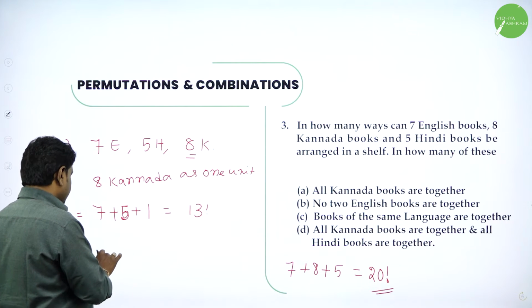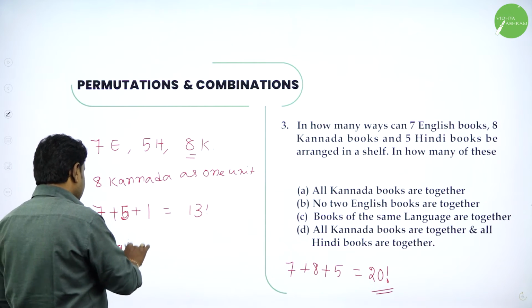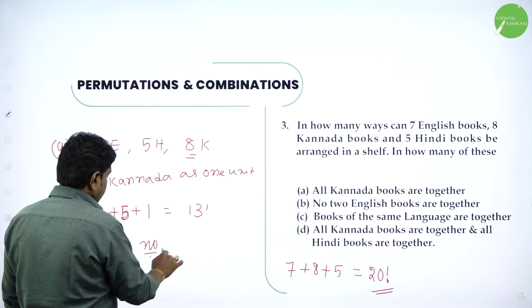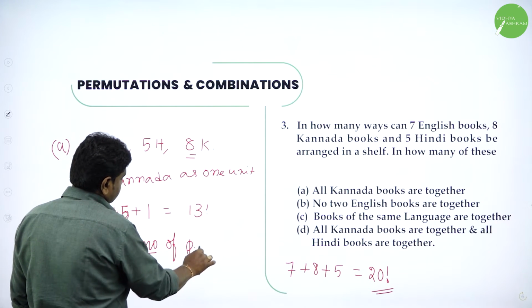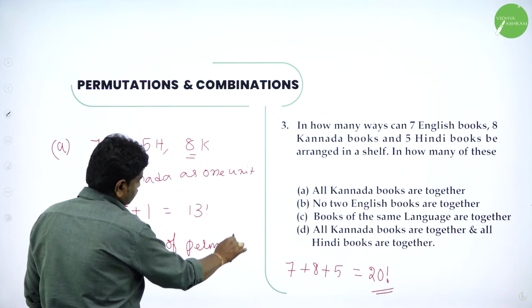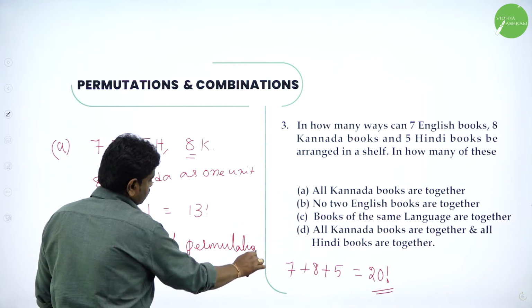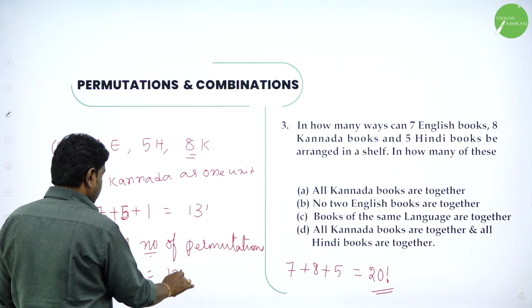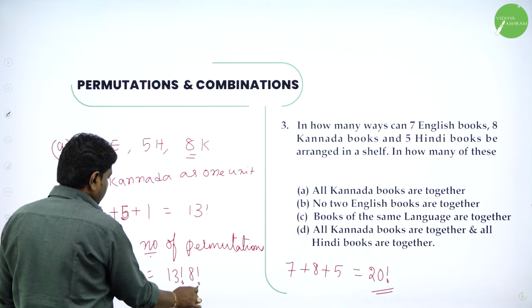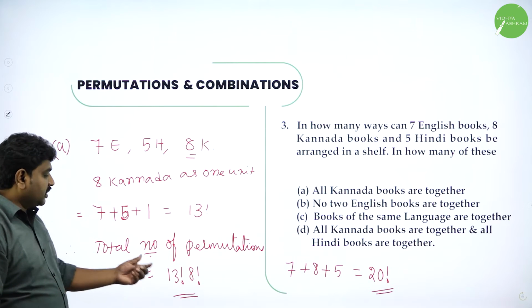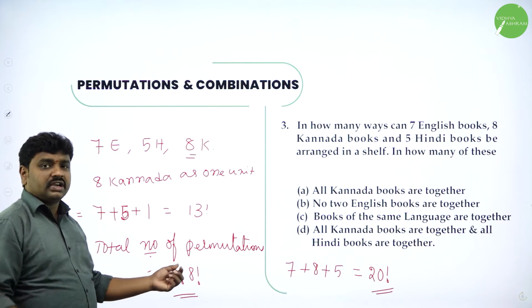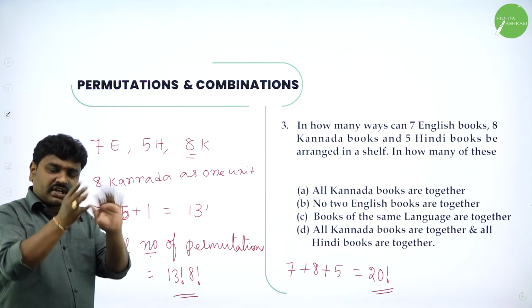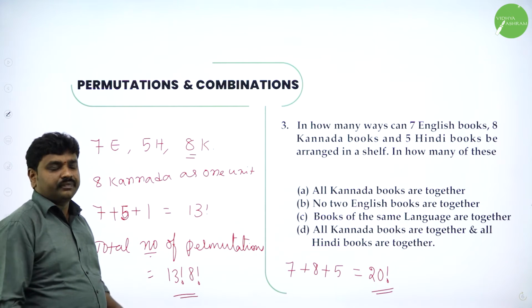So answer is total number of permutations is equal to 13 factorial into 8 factorial. 13 different ways of arranging, and those 8 Kannada together we can arrange them in 8 factorial.